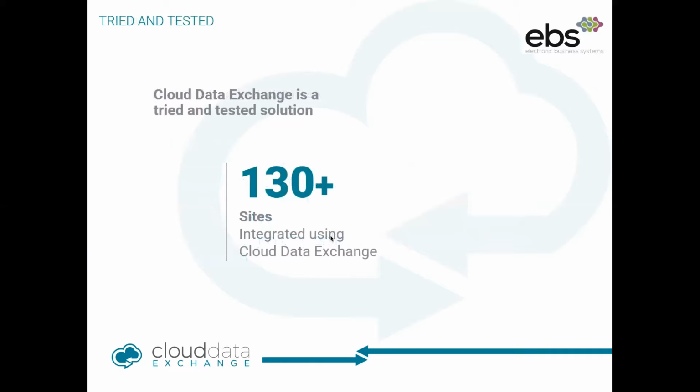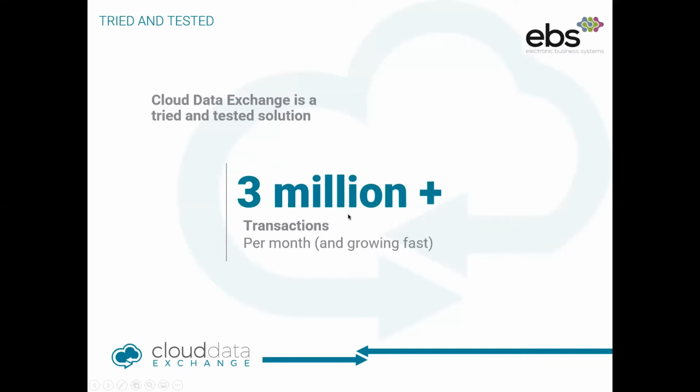We currently have about 130 to 140 live sites operating and using Cloud Data Exchange on a daily basis. We've probably got 25 to 30 or so in work in progress, either at implementation stage, at project stage, or at order stage. So we have about 160 or so sold sites, with over 3 million plus transactions going through the system every month and growing fast.